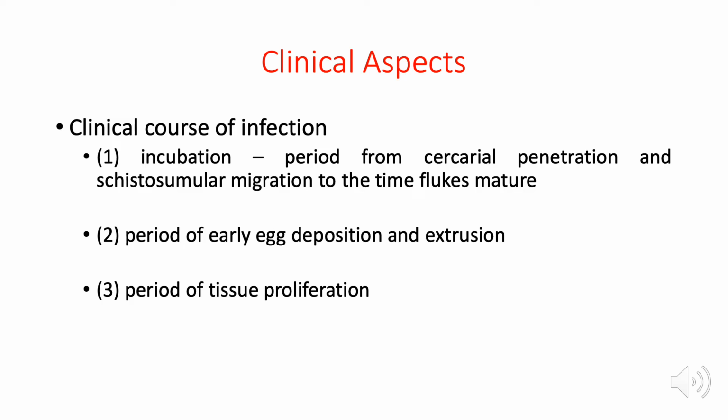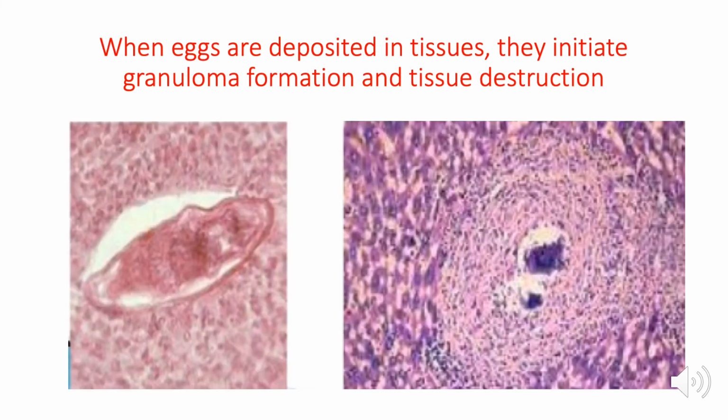Then, incubation will be followed by a period of early egg deposition and extrusion. Later on, if the eggs are deposited in the tissues, then you will reach the third clinical course, and that is the period of tissue proliferation, such as what is seen in granulomas. If the eggs become dislodged or deposited in the different tissues in the body, they can initiate granuloma formation. With granuloma formation, there is tissue destruction.